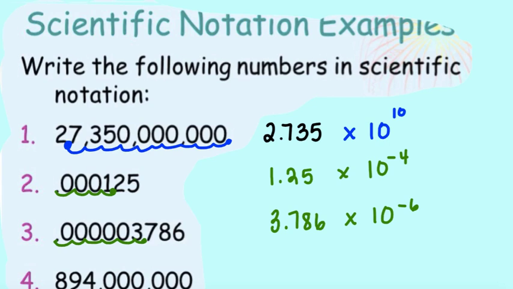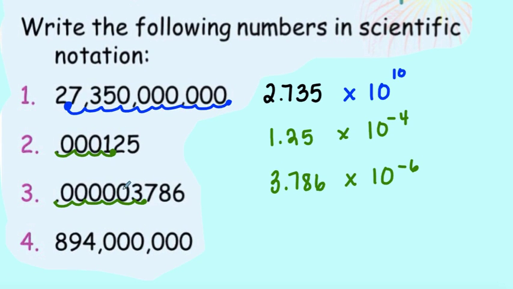All right, I have another big number. So this is going to be, I want 8.94. It's going to be a positive exponent. So from here, I'm moving the decimal 1, 2, 3, 4, 5, 6, 7, 8 places. So 10 to the 8 power.